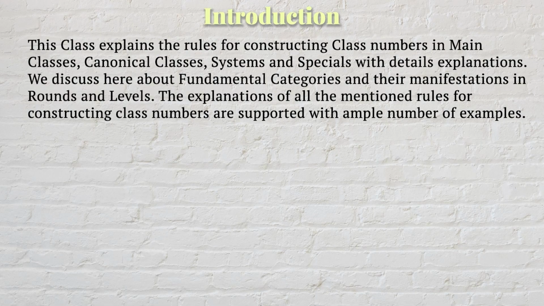In this class, we shall discuss the basic classes and fundamental categories in Colon Classification, 6th edition, 1963 reprint. This class explains the rules for constructing class numbers in main classes, canonical classes, systems and specials with detailed explanations. We discuss here fundamental categories and their manifestations in rounds and levels. The explanations of all the mentioned rules for constructing class numbers are supported with ample numbers of examples.